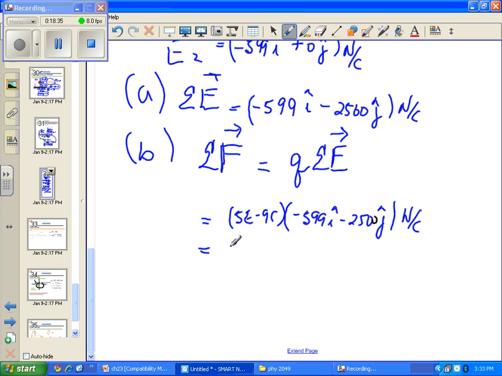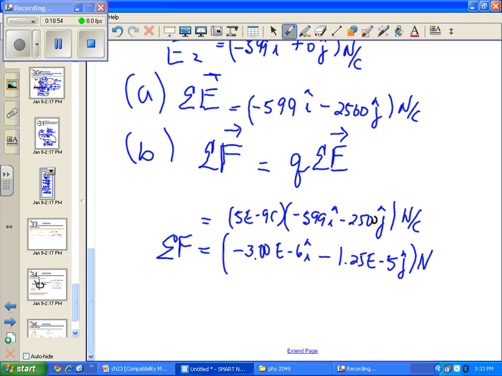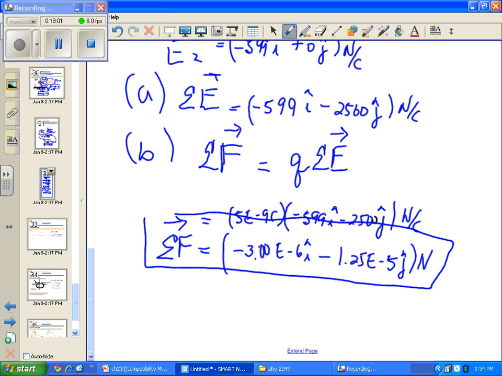Multiply everything out, and I get negative 3 e to the minus 6 i hat, negative 1.25 e to the negative 5 j hat newtons. That is, provided I have not made a numerical error. That is the solution to part B. So notice I did not have to use Coulomb's law to get part B.